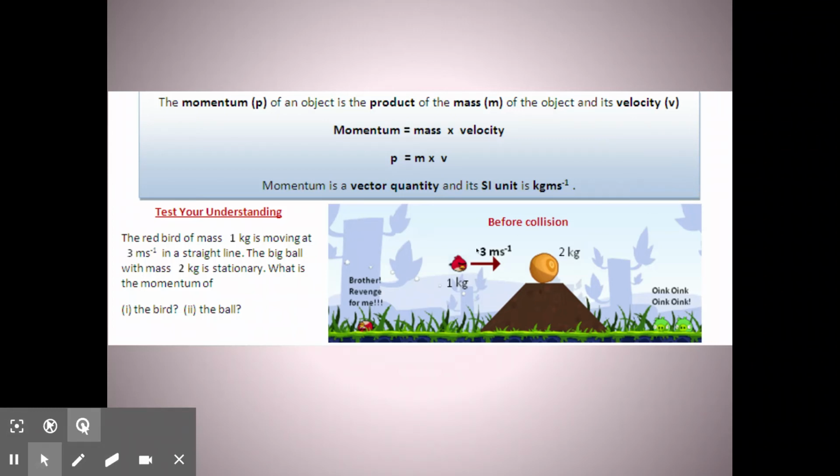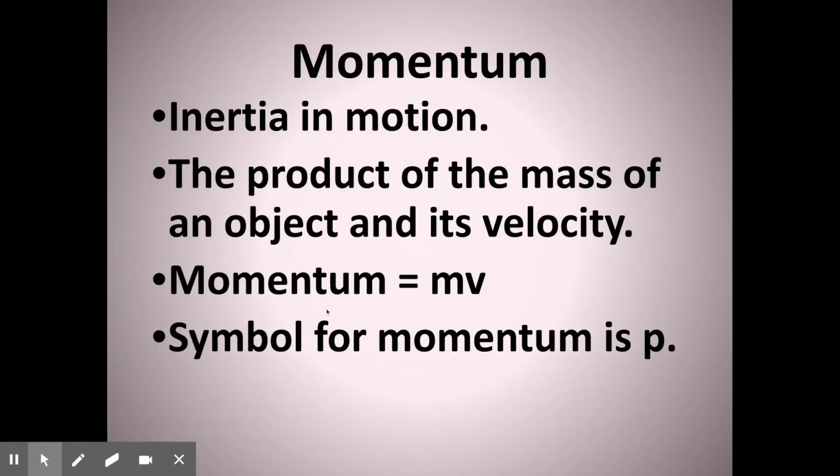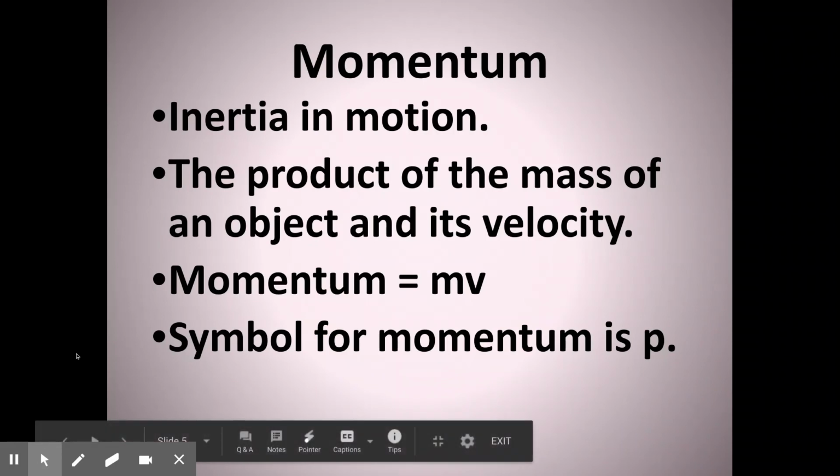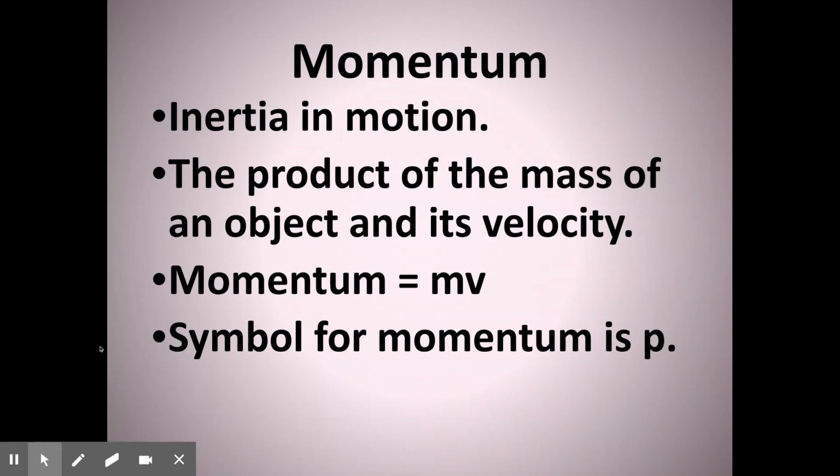If we were to try to figure out the momentum of the bird, we would do his mass of 1 times his velocity of 3, and we would just have a momentum of 3. What about the rock? It's not moving, so the velocity is 0, so its momentum will be 0. So momentum, you can think about it in terms of inertia that's in motion.